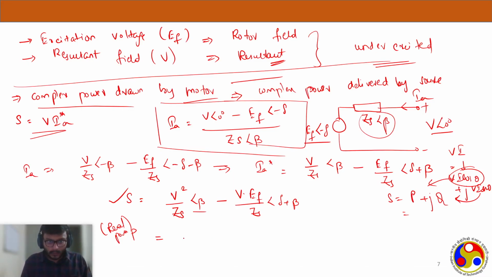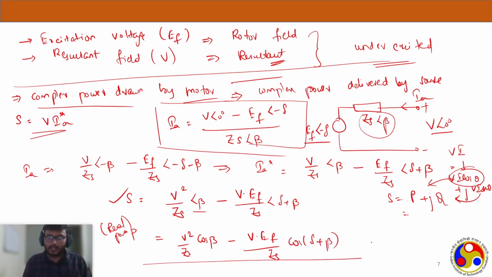Now, if you take the cos part of it, my real power would be V squared by Zs cos beta minus V into EF by Zs cos of delta plus beta. Now this is the real power that will be drawn by the motor.